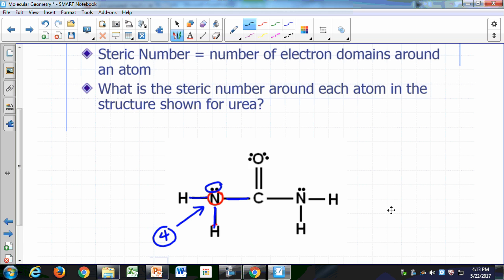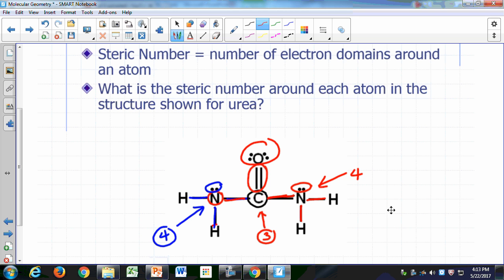What about this carbon over here? I have 1, 2, and then this double bond counts as just one group. That's one electron domain. So this carbon atom has a steric number of 3. This nitrogen atom has 1, 2, 3, 4. So this nitrogen atom right here has a steric number of 4.